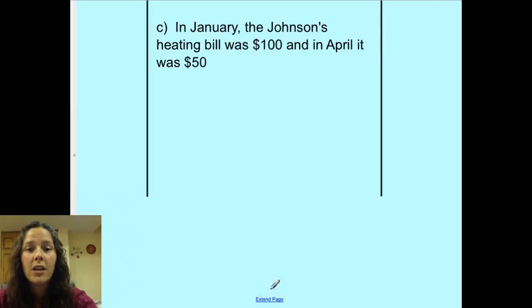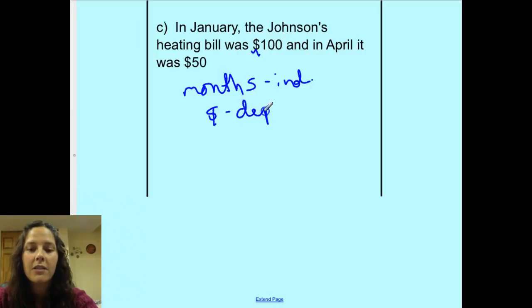Taking a look at one more. In January, the Johnson's heating bill was $100, and in April it was $50. So the values that were changing were the money and the time. We're talking about from January to April. So months, again, we don't have to ask ourselves the question because we've got time, which is always the independent variable. And in this case, the money was the dependent variable.